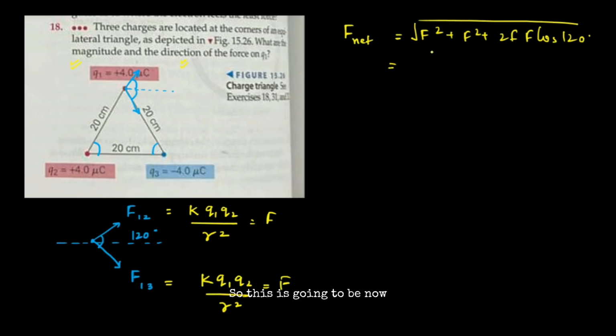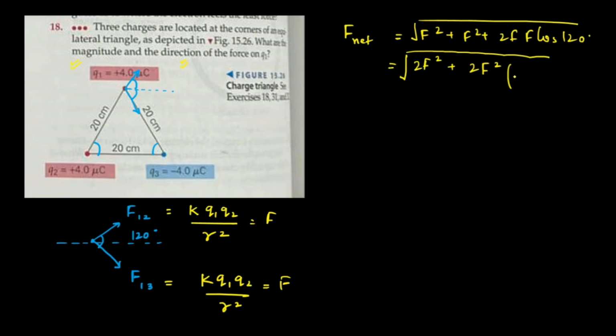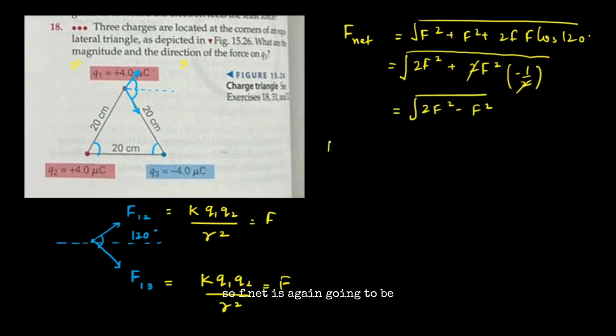So this is going to be, now what is the value of cos 120? Tell me. Negative 0.5. Or you can also say negative half. So this will give us 2F square minus F square. So F net is again going to be F only. That is k q1 q2 by r square.